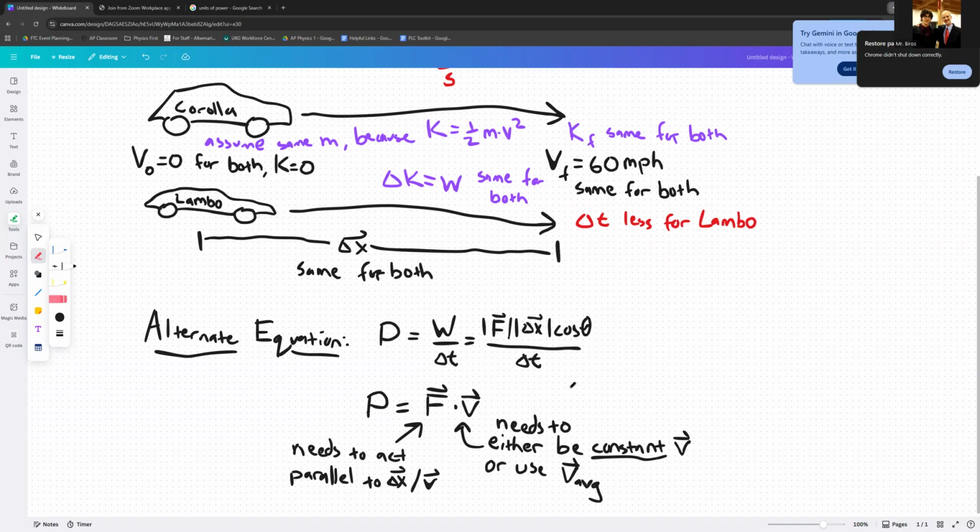Yeah, so anytime there's power, we just want to think about work being done, whether that's a change in energy or the force and the displacement and cosine theta. And then we can use either work over time or force times velocity sometimes.